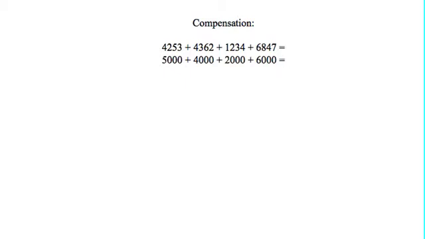So 5,000 plus 4,000 is 9,000, plus 2,000 is 11,000, and plus 6,000 is 17,000. So that's our approximate value or our estimation value. So there's another strategy. Remember that all it is, is going up and then down, and then up and then down. So that's compensation.